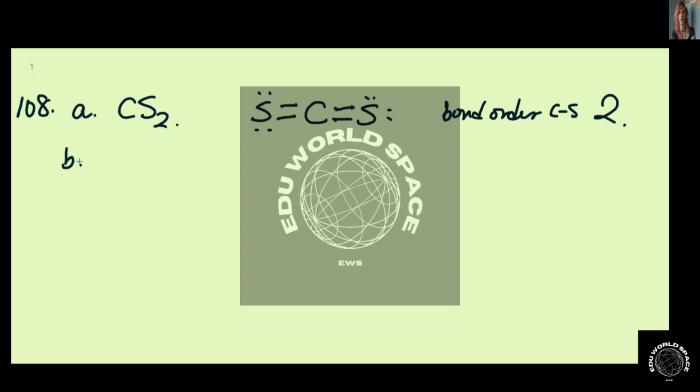Part B: use the VSEPR method to predict the structure of the CS2 molecule. So from the Lewis structure above, we can see that the center atom C is bonding with 2 sulfurs, and there are no lone pairs of electrons around the carbon. So according to the VSEPR model, this is a linear structure.